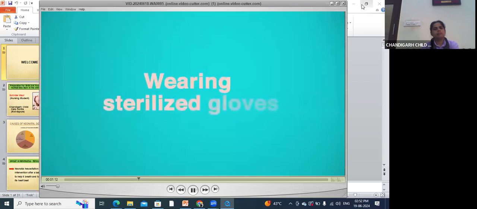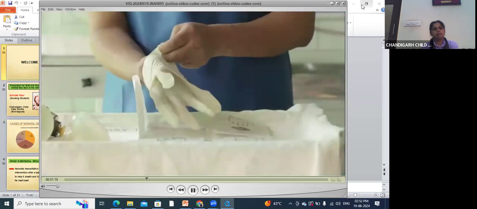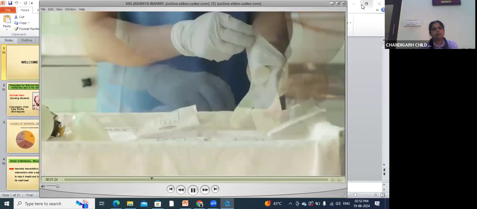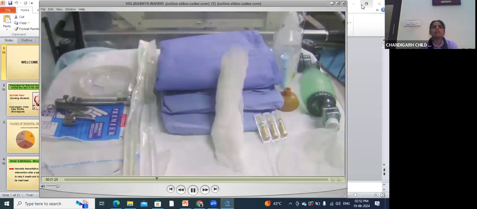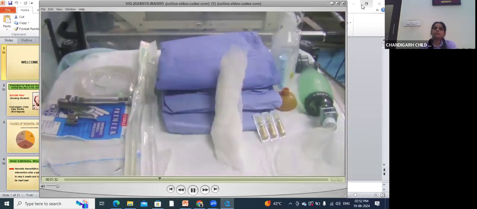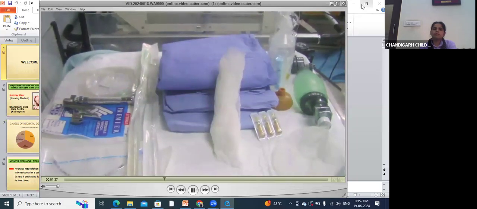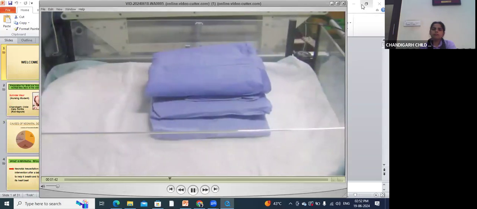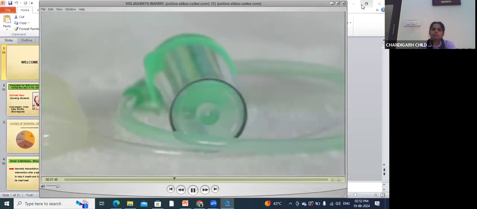Wearing sterilized gloves. Use left hand to pick up the right glove at the bottom fold and insert the right hand. Use the left hand to pull up the right glove without touching the outside of the glove. Delivery kit. Ensure a high-level disinfected delivery kit comprising cord clamp or tie and scissors, 2 towels, cap and socks for the newborn, mucus extractor, bag and mask.